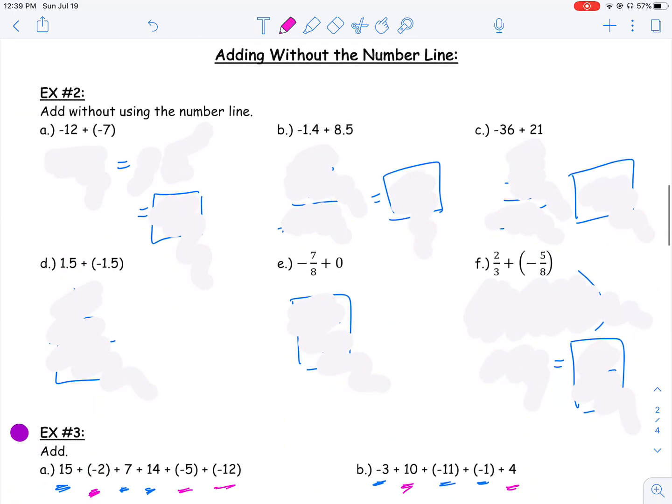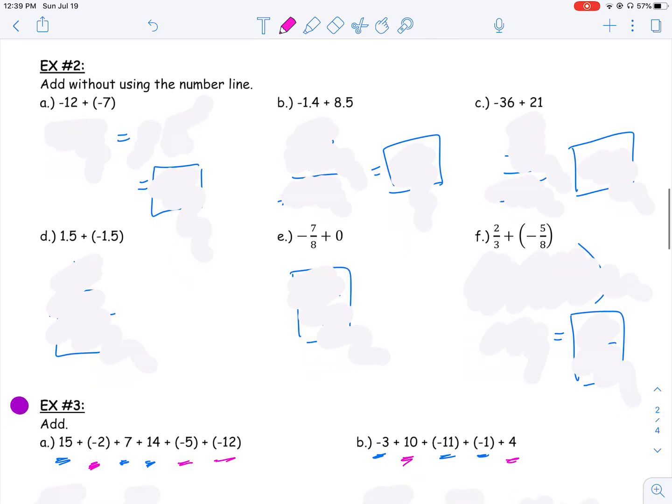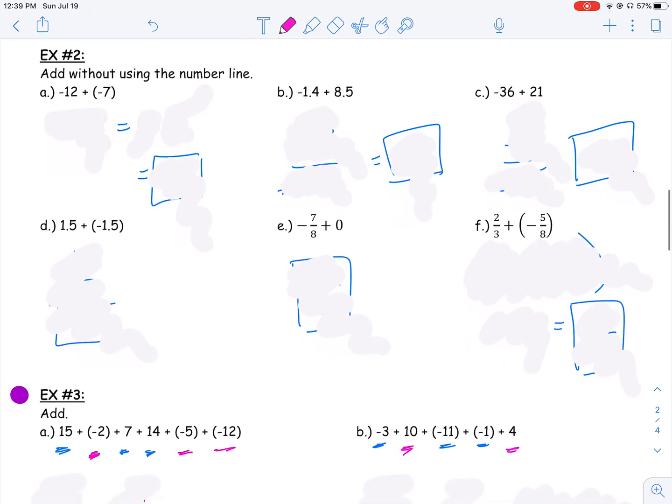Let's do some problems. Without a number line, can you add these numbers together? On example number 2a, I have -12 plus a -7. I notice that they're both negative. So if they're both negative, I'm going to add them together. 12 plus 7 is 19, but then I'm going to keep the negative sign. I have -12 and I'm adding a more negative, so I'm going to get a bigger negative number, or -19.